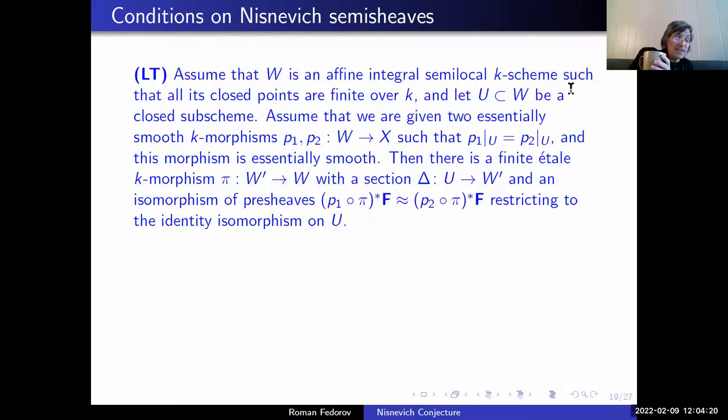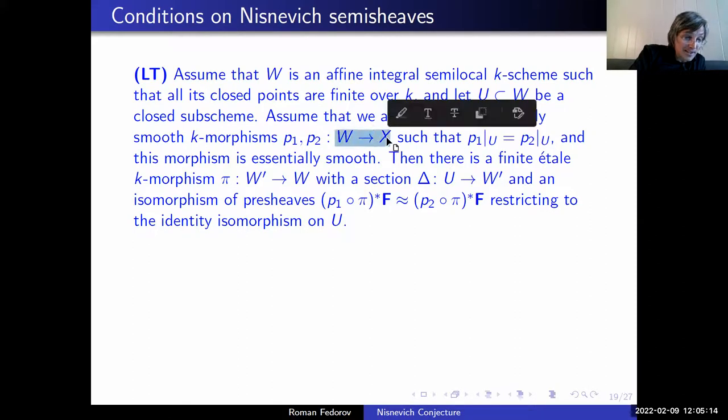Okay, and finally, I have a property which some people would know under the name of equating groups. So essentially it says that reductive group schemes are locally constant. So here is a precise statement. It's a little long. So I start with any semilocal K scheme. I should have said that actually I have an affine integral semilocal scheme, K scheme, where K is my field, with some technical assumption on it. And I have two morphisms from W to X. These two morphisms are required to be essentially smooth.